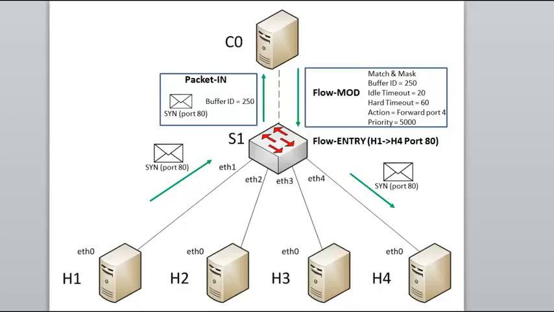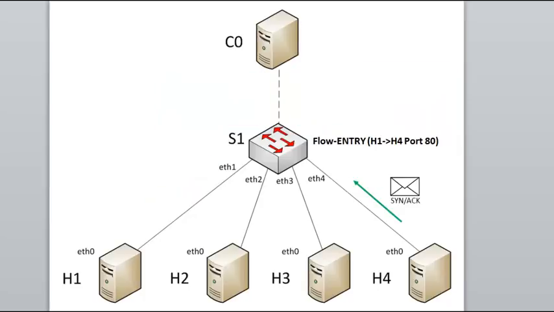So here's a good chance to review up to this point. H4 replies to the TCP SYN with a SYN-ACK. The SYN-ACK arrives at the switch. The switch S1 has no specific flow entry matching this packet in any of its flow tables. It still has a flow entry for the SYN packet from H1 to H4, but not for this SYN-ACK reply.